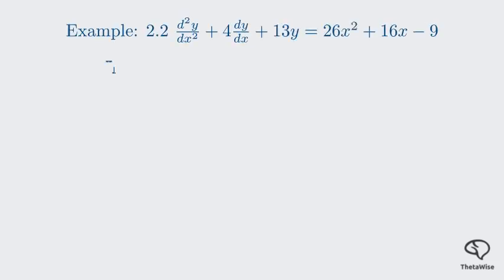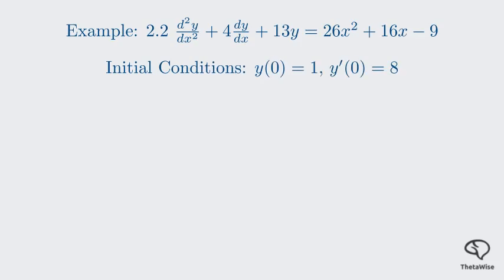Let's work through another particular solution problem, this time with polynomial right-hand side, to consolidate our understanding. Consider problem 2.2: d²y/dx² plus 4 dy/dx plus 13y equals 26x² plus 16x plus 9, with the initial conditions y(0) = 1 and y'(0) = 8.